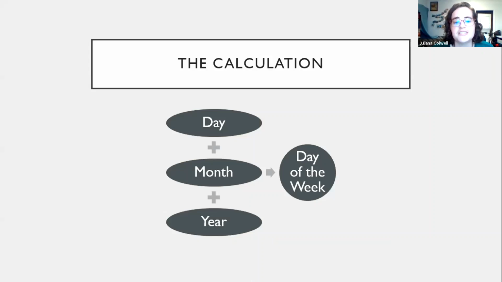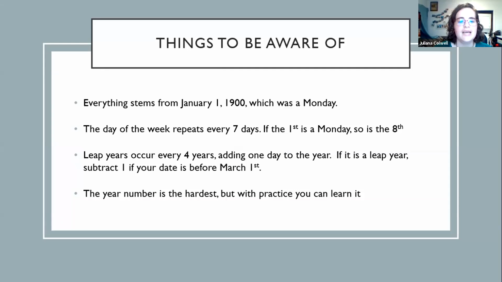So the calculation looks like this. It's day plus month plus year. And so based upon those 3 numbers, I got the day of the week. To put things in perspective, this calculation started off with everything stemming from January 1st, 1900, which was a Monday. So Monday equals 1. The day of the week represents every 7 days. If the first is a Monday, so is the 8th. So it's always 7 days apart.